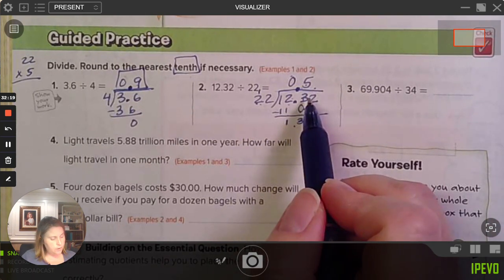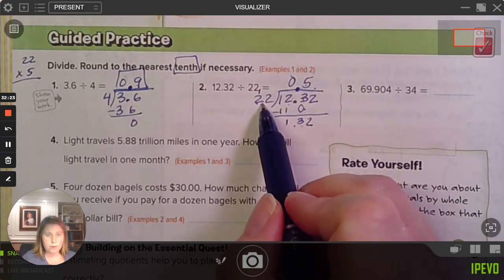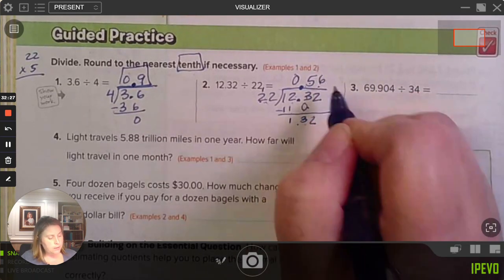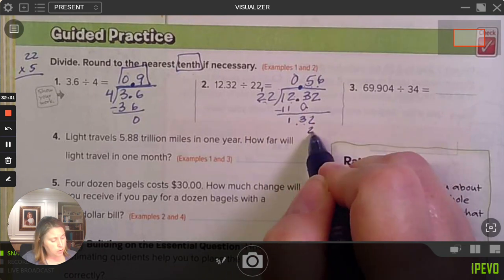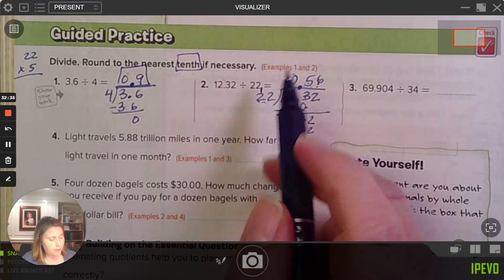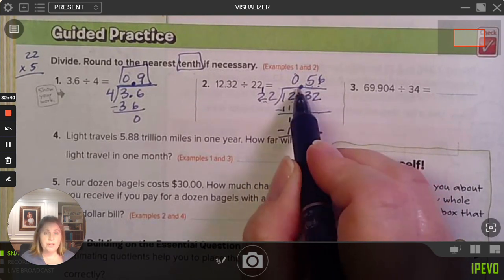So we have, let's see, I'm going to try a 6 here. So I'm going to round this down to 20, round this down to 120, and try a 6. 6 times 2 is 12. Write the 2, carry the 1. 6 times 2 is 12, plus the 1 we carried is 13. That's perfect. Okay, so 0.56.